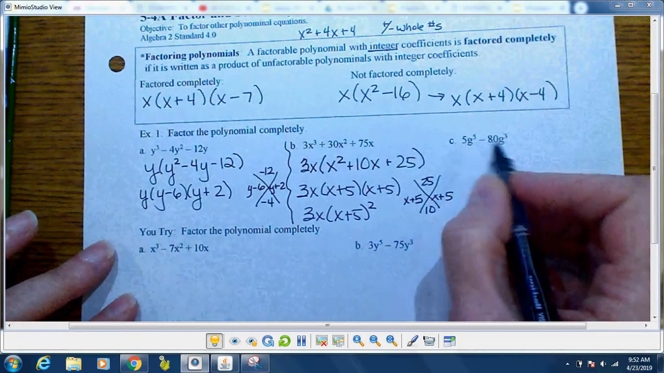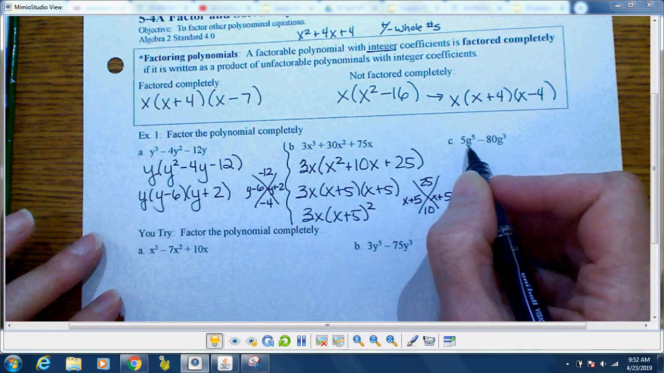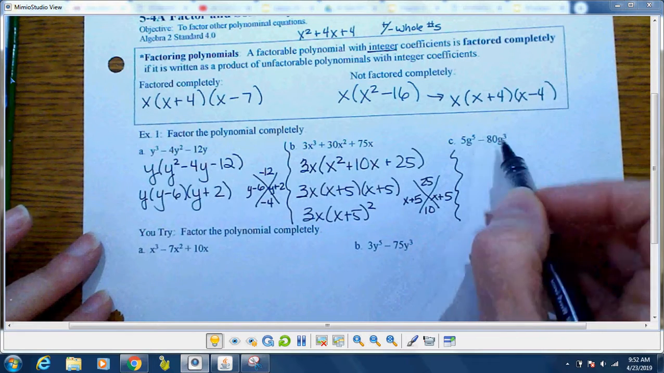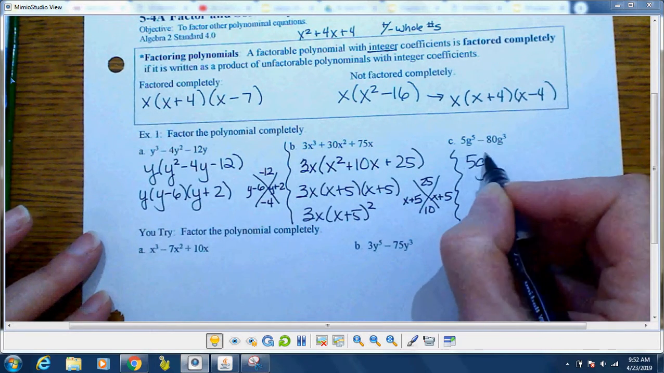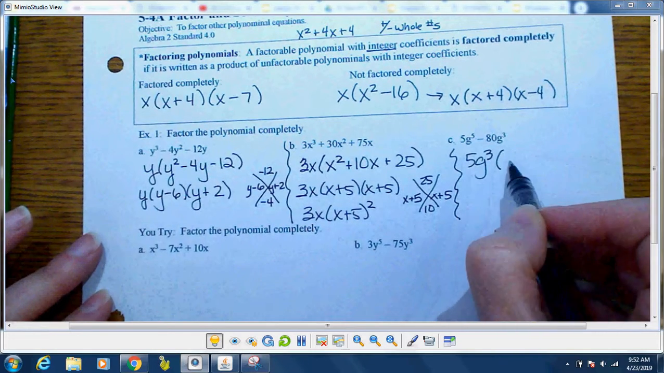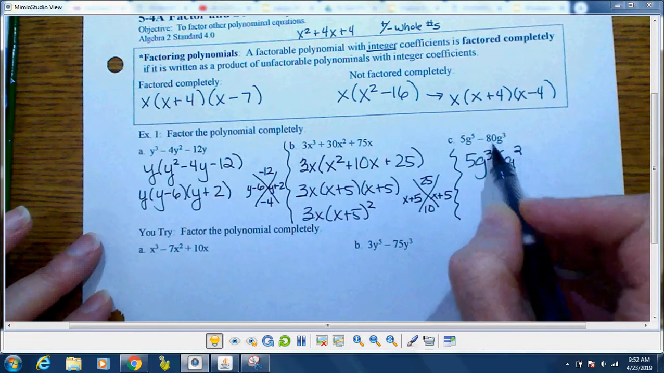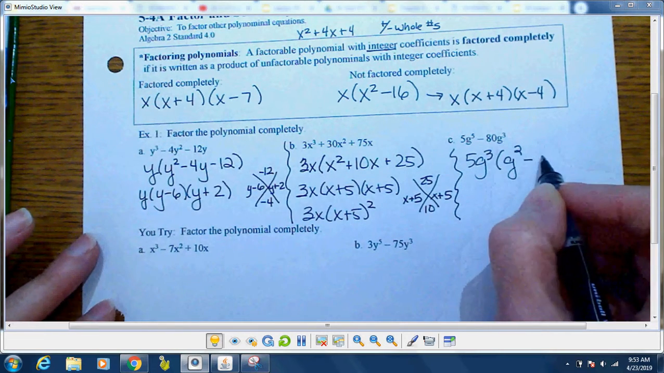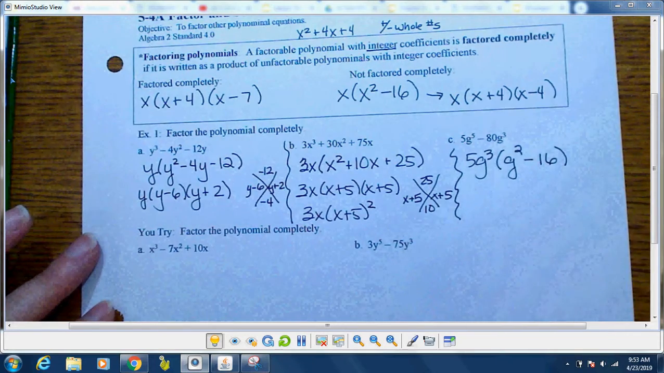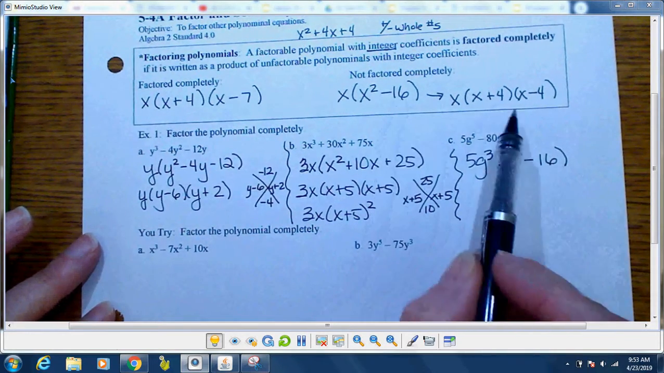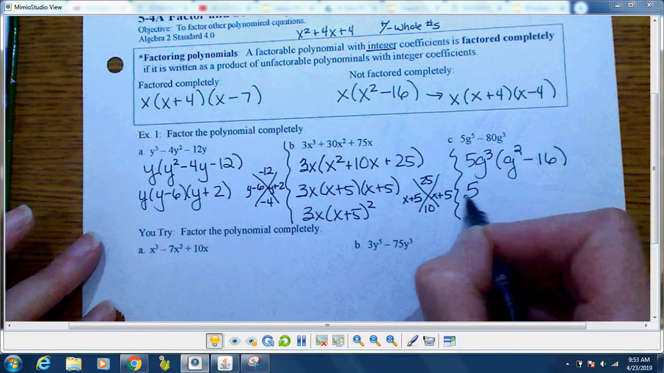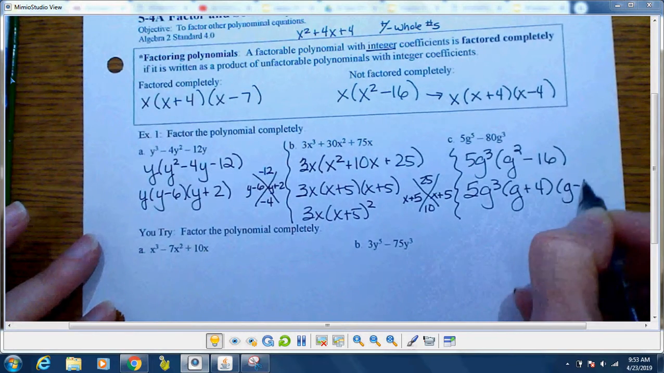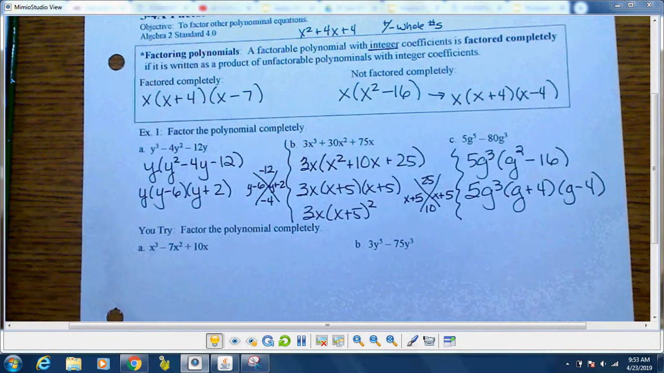This one, 5g to the 5th minus 80g cubed. So a common factor is 5g cubed. I can factor that out of all of them. So what I'm left with here is a g squared. And then 5 times negative 16 gets me to 80. Okay. And now, I saw in that previous example, this is the difference of two squares. And now it can't be broken down anymore.